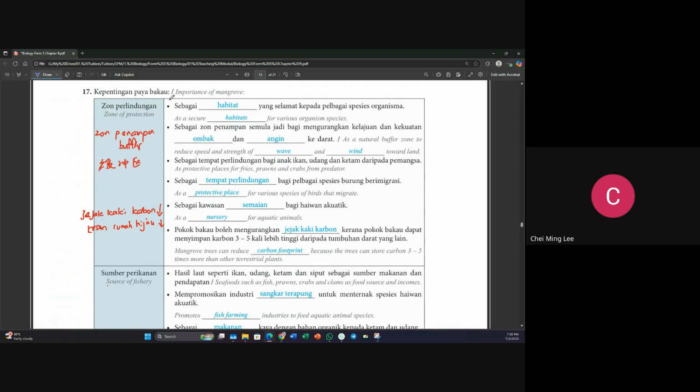Now, the mangrove serves as a zone of protection, because it can be a secure habitat for various organism species, especially those like crabs. You need mangrove because in mangrove you will find more of the big crab, the one with more meat, not the one that we eat. The one that, after you steam it, turns red and has more meat. If those are sea crabs, normally the meat is very little. Unless you are talking about the king crab.